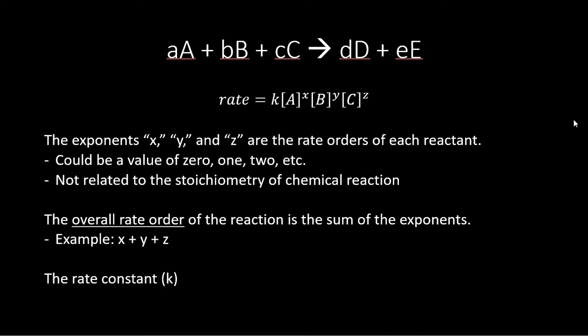Now, when we find the values of each reactant rate order, if we add up all those exponents together, that will give the overall rate order of the chemical reaction. And then, once we know those rate orders, each individual one, we can also solve for the rate constant K, as long as we know what the value of a rate is for a given trial.